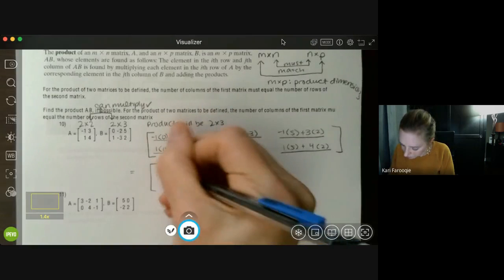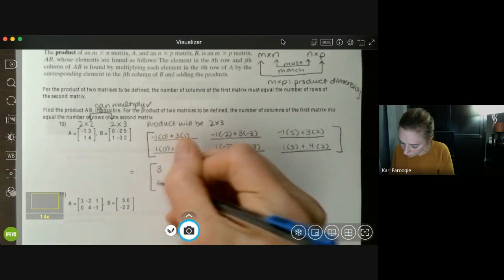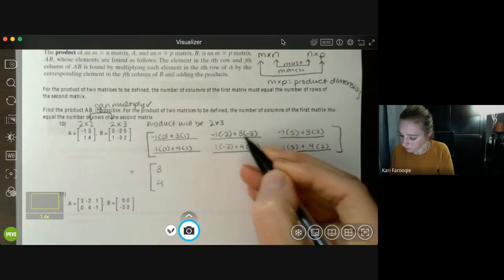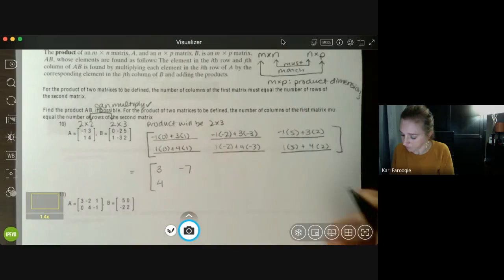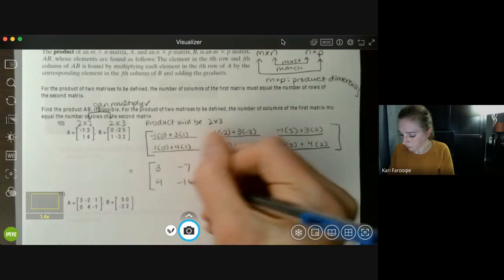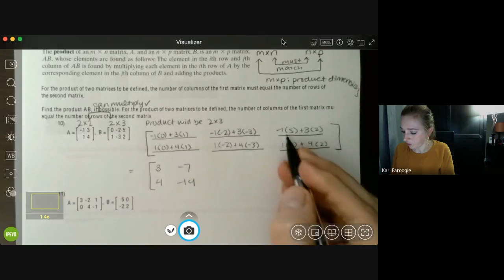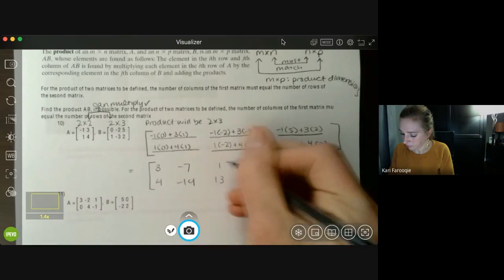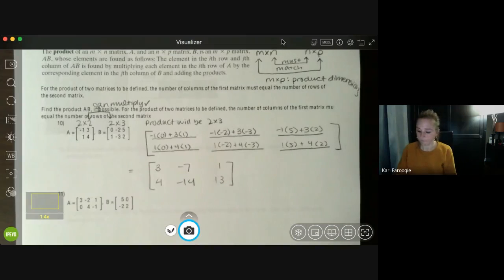So 0 plus 3 is 3. 0 plus 4 is 4. Then you have 2 minus 9. -2 minus 12. -5 plus 6. And 5 plus 8. And there's your product. Questions on number 10?